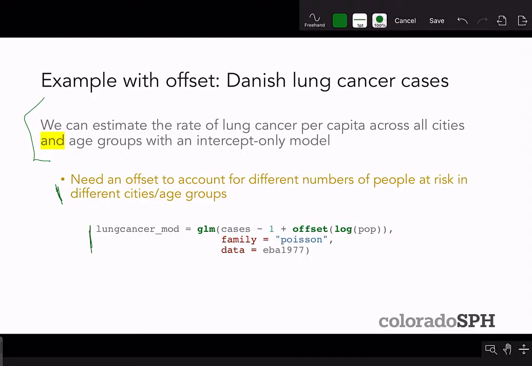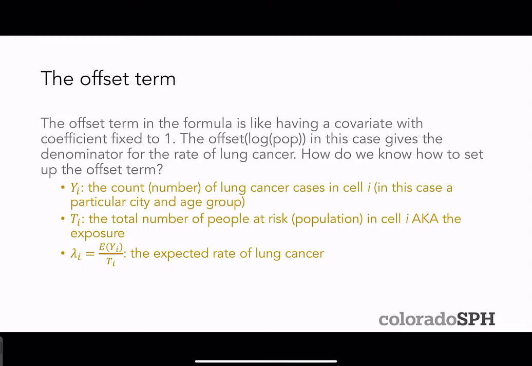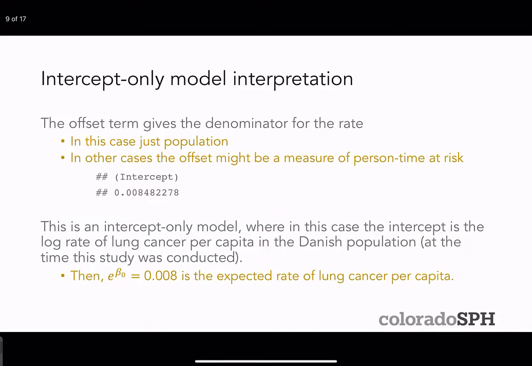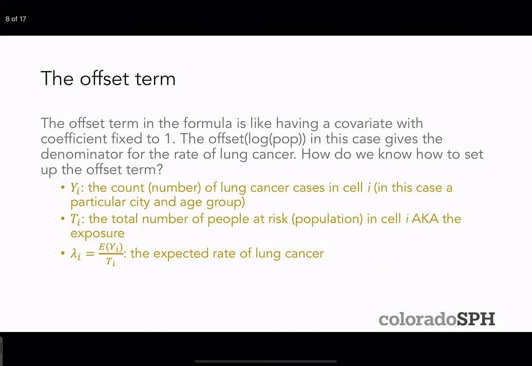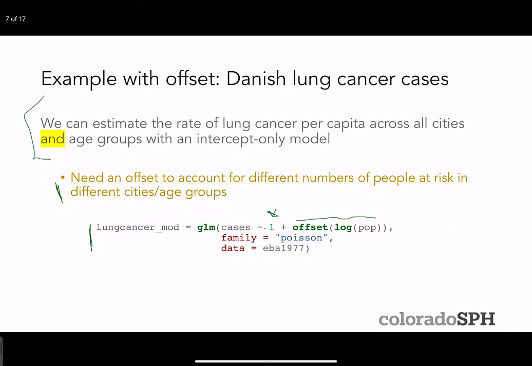And so here's our model. Cases is the outcome. I'm running that against 1 because I want it to be an intercept only model. I'm not adding other covariates. And then I also have this offset log population term. So where exactly is this offset term coming from?